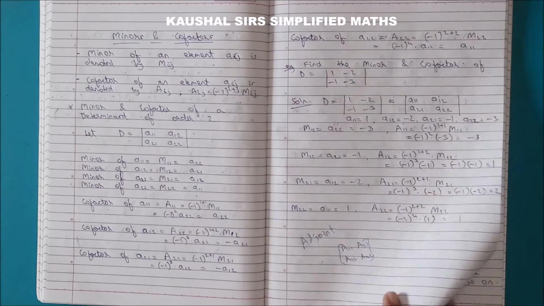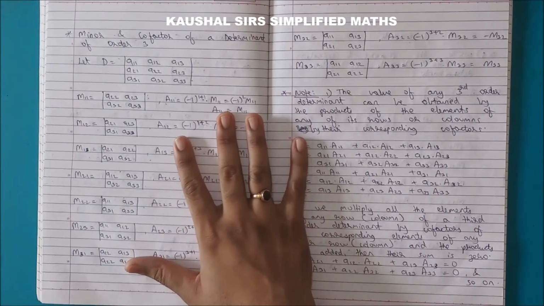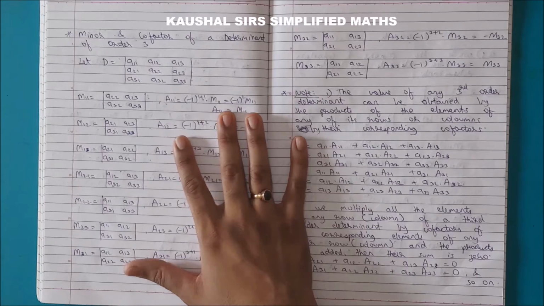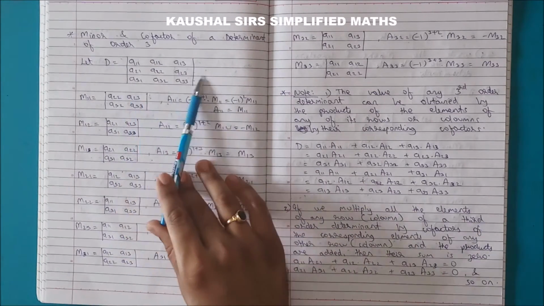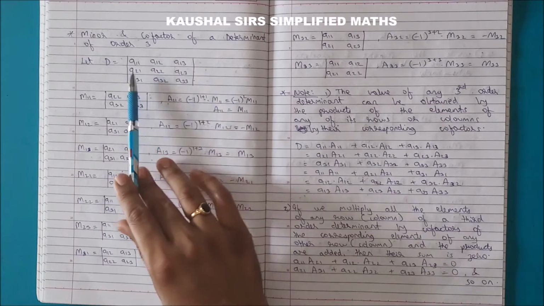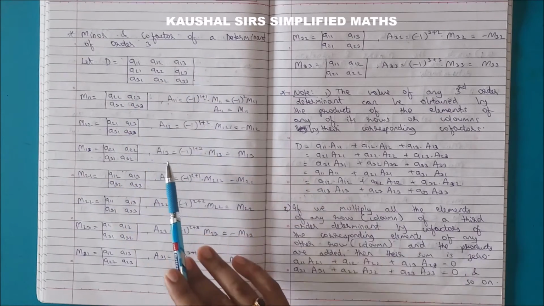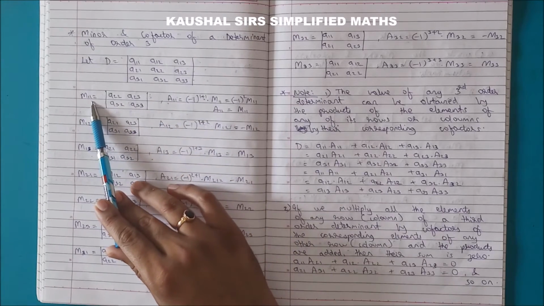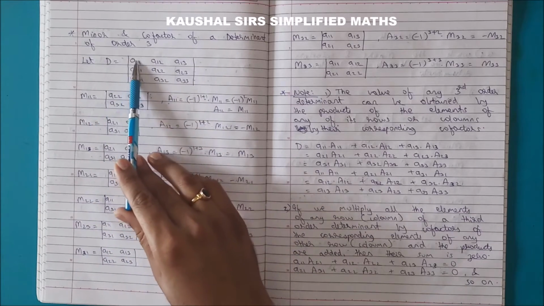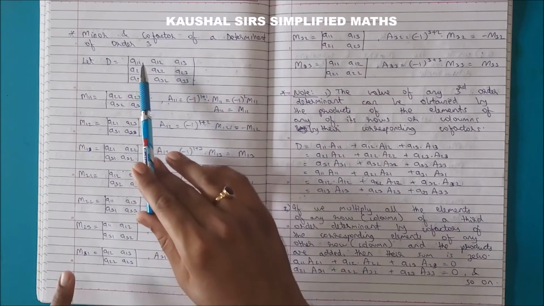Okay, let's move on to finding minors and cofactors of a determinant of order 3. Now student, this is a determinant of order 3 having 9 elements. Okay, उनके general symbol तो आपको पता ही है. Now, how to find a minor? So M11 means what? Minor of A11. Okay, so how to find a minor of A11?